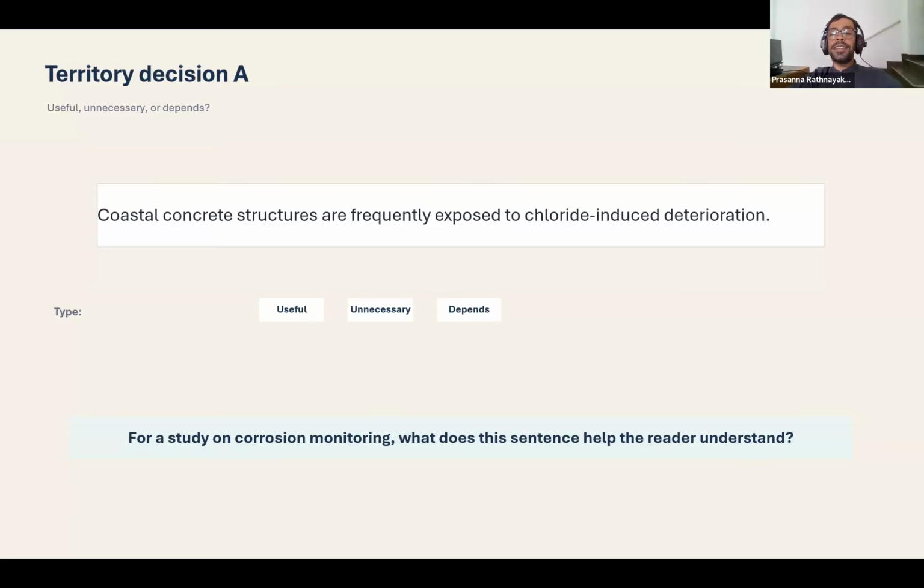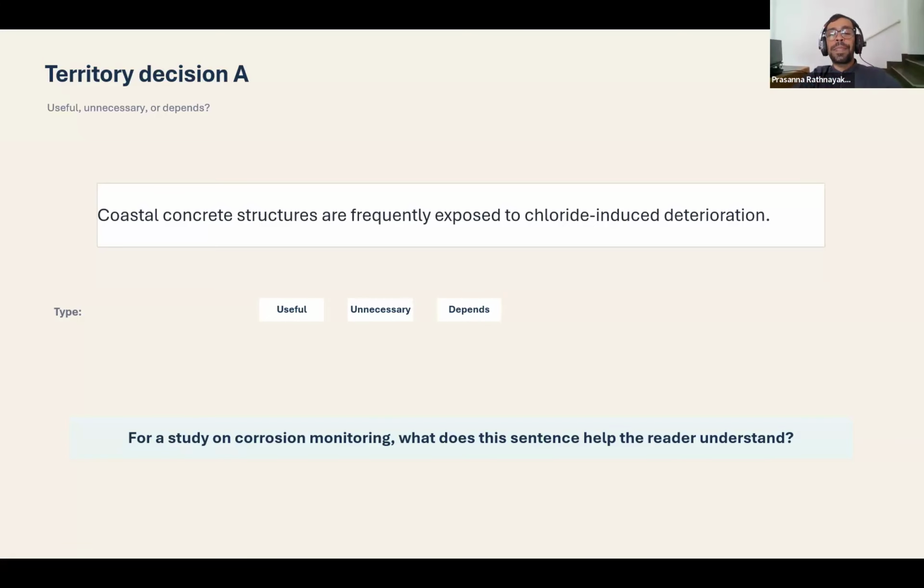All right. Those are the two answers, useful and depends. I asked two of you why. Well, the sentence is probably useful if the study's concern is concrete durability, coastal exposure, or monitoring methods, right? It gives the reader a practical problem and prepares the ground for the study.